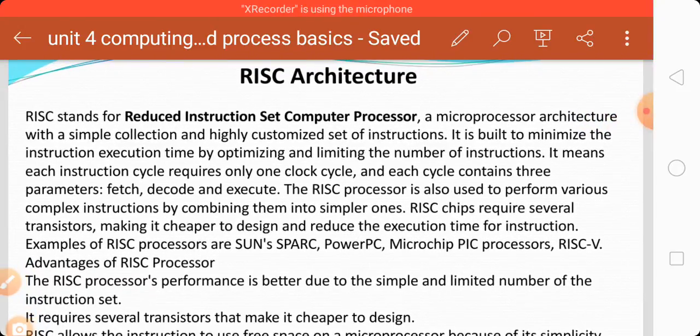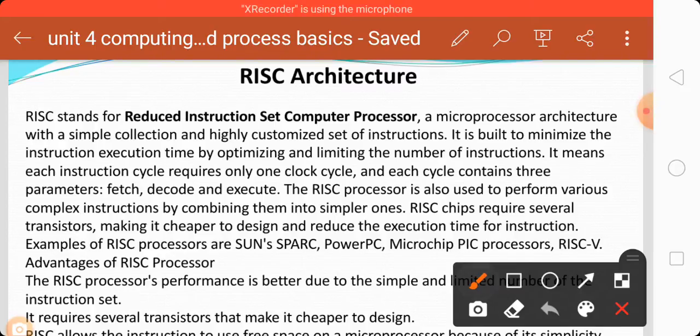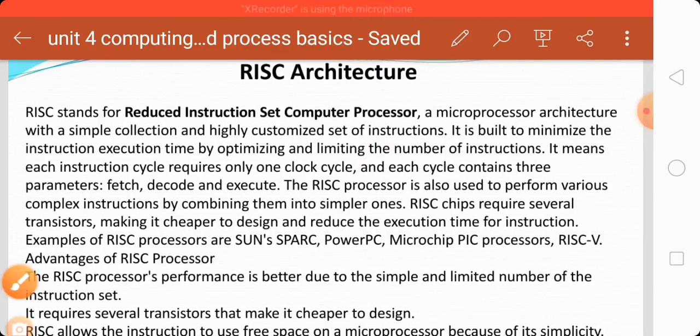So RISC stands for Reduced Instruction Set Computer Processor, a microprocessor architecture with a simple collection and highly customized set of instructions. It is built to minimize the instruction execution time by optimizing and limiting the number of instructions.